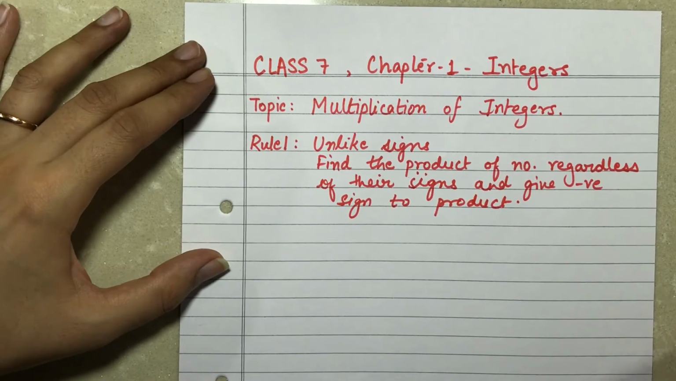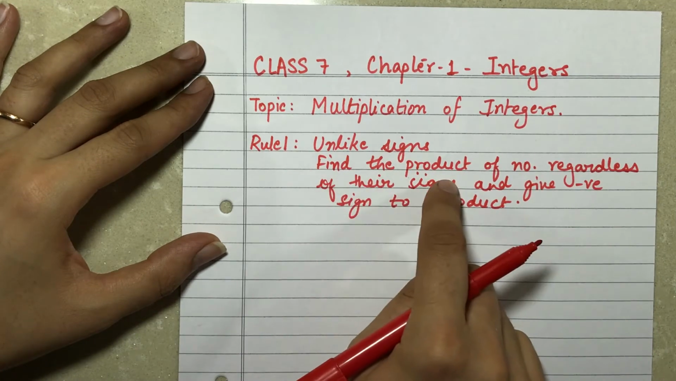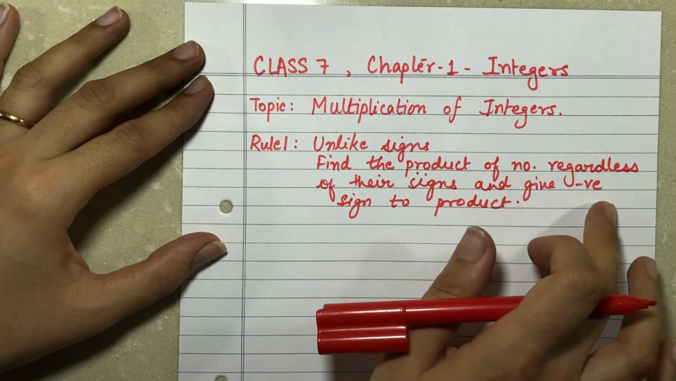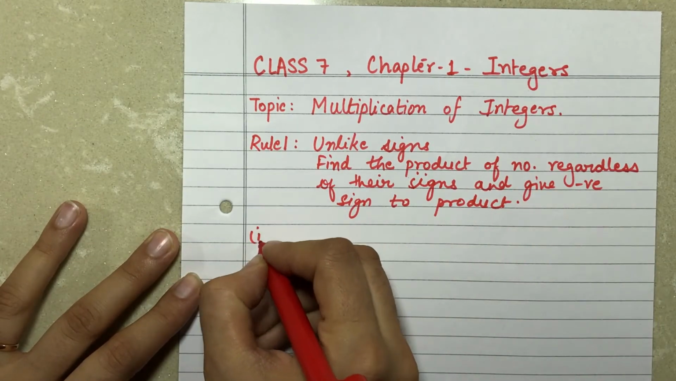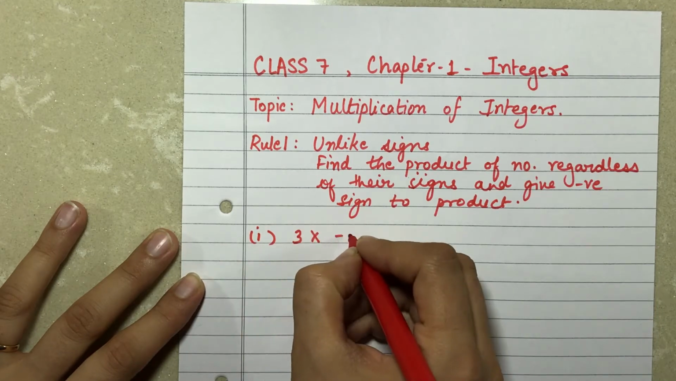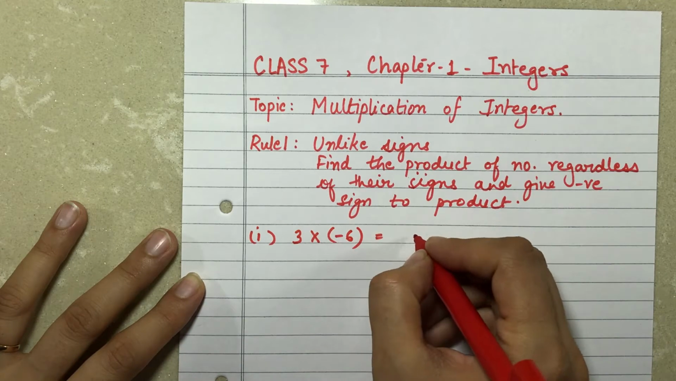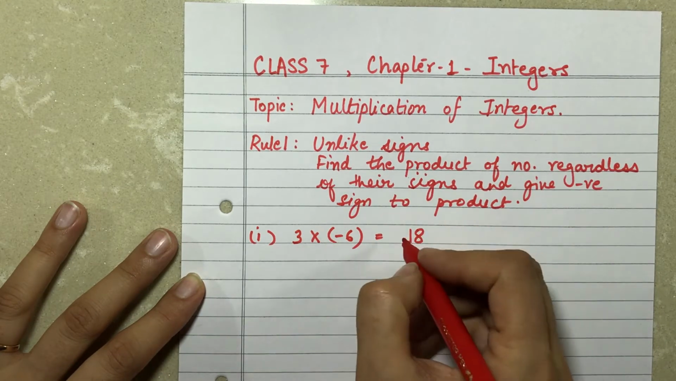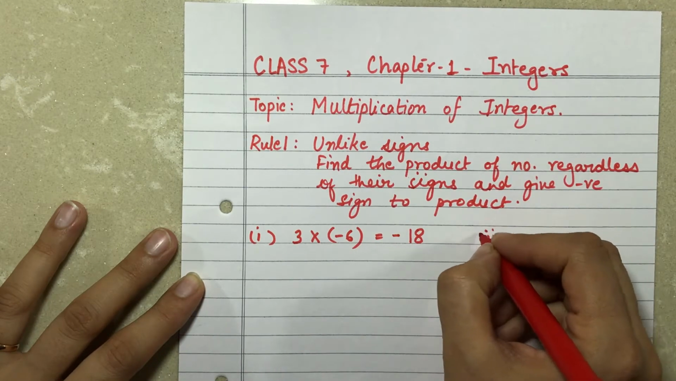So our first rule is whenever you have unlike signs, you simply have to find the product. After finding the product, you have to give the number a negative sign. Let's look at an example. If I have 3 into minus 6, what I have to do is simply take out the product, that is 18, and now I'm going to put a minus sign. That's it.